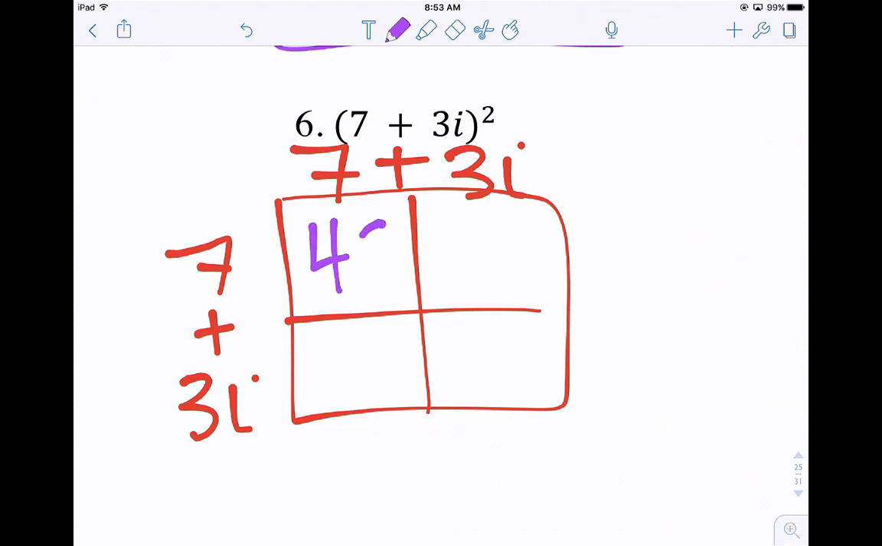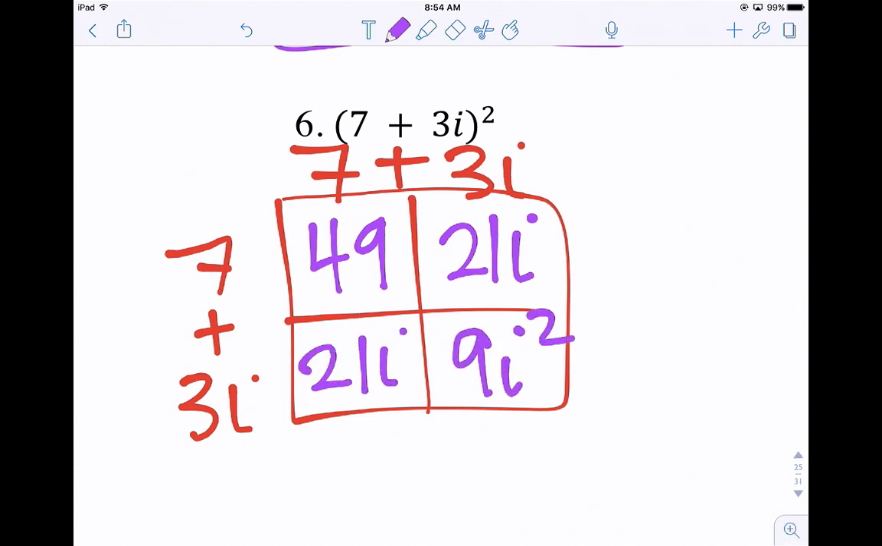7 times 7 is 49. 7 times 3i is 21i. 7 times 3i is, again, 21i. And 3i times 3i is 9i squared. Again, when you have an i squared, that i squared is negative 1. 9 times negative 1 is negative 9.